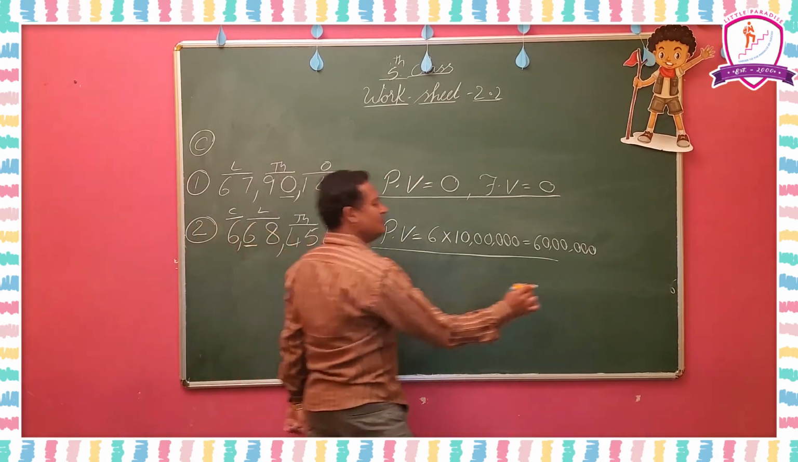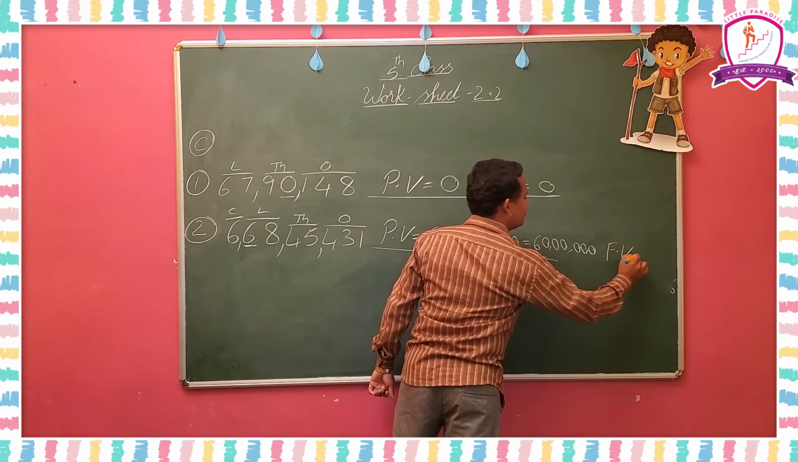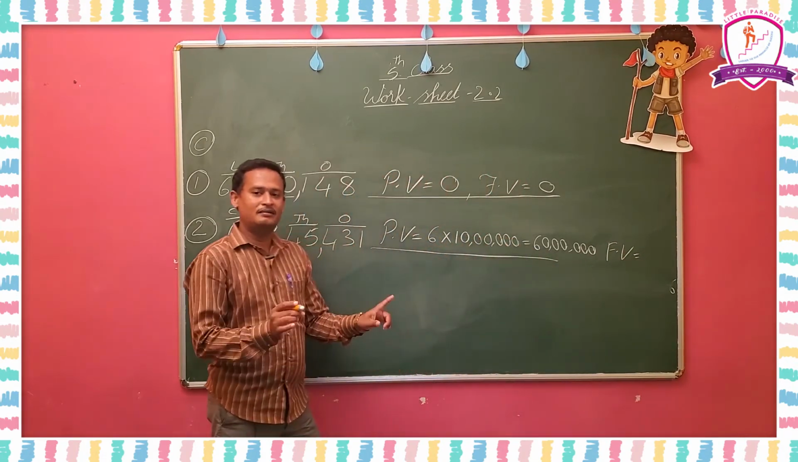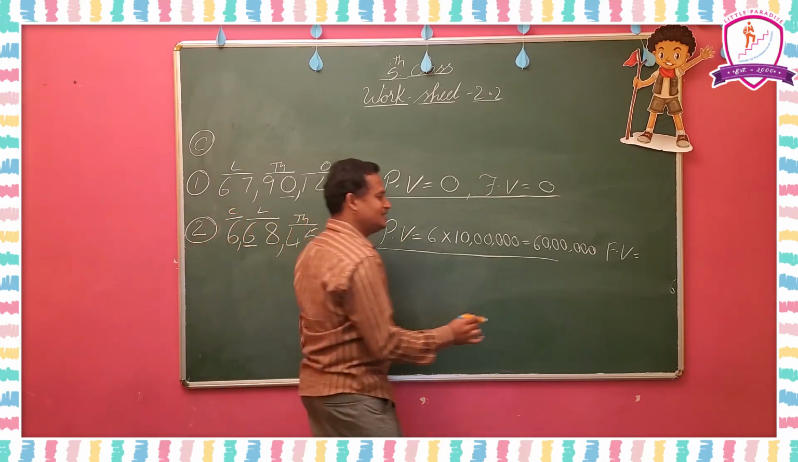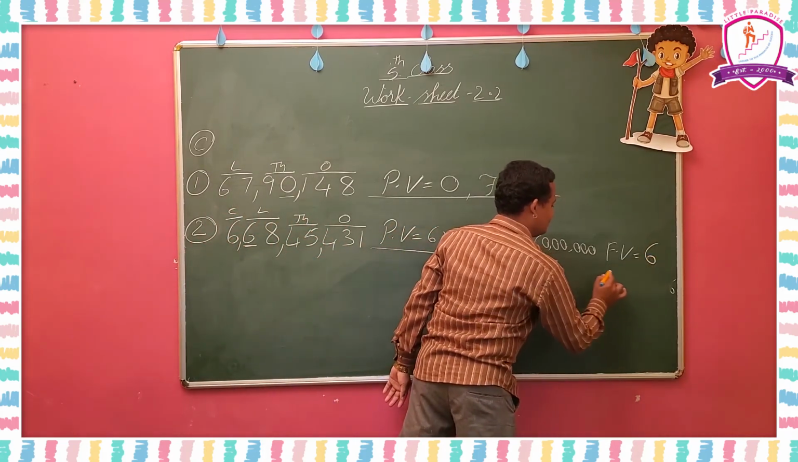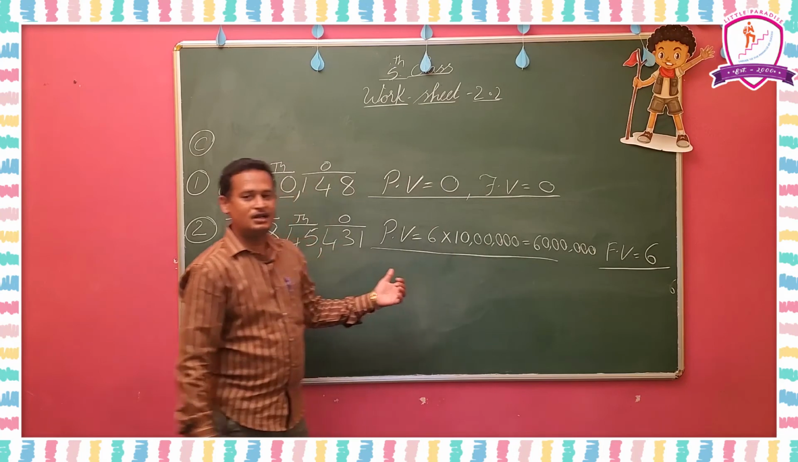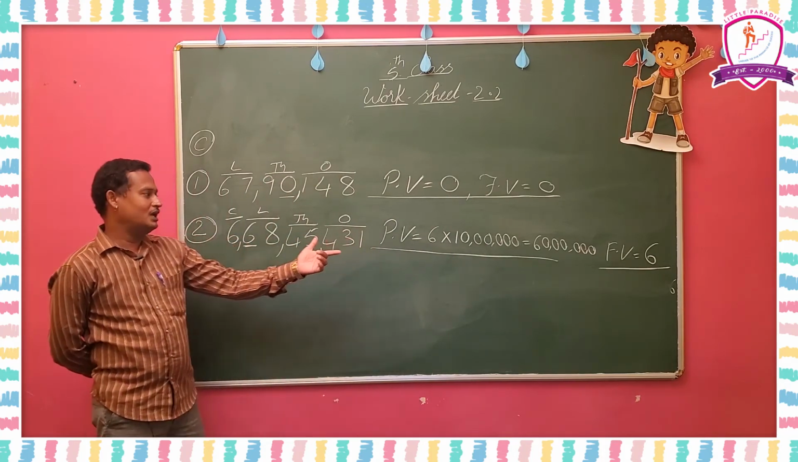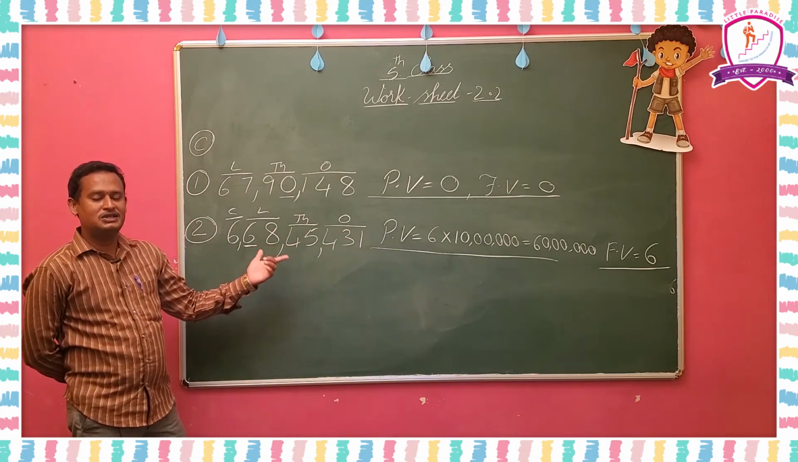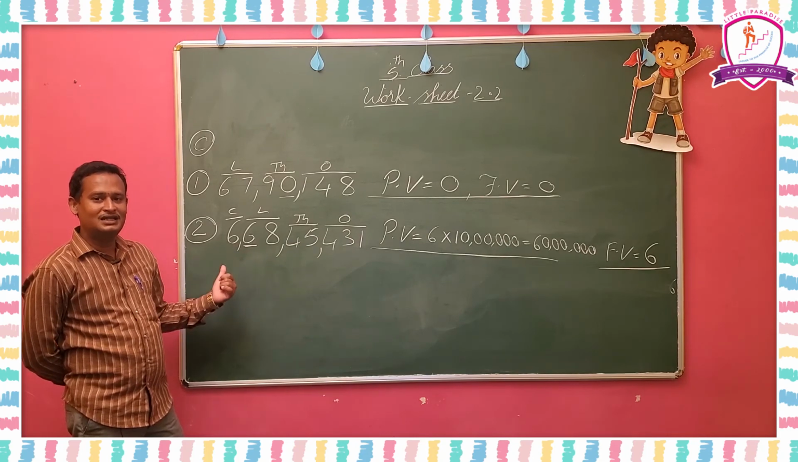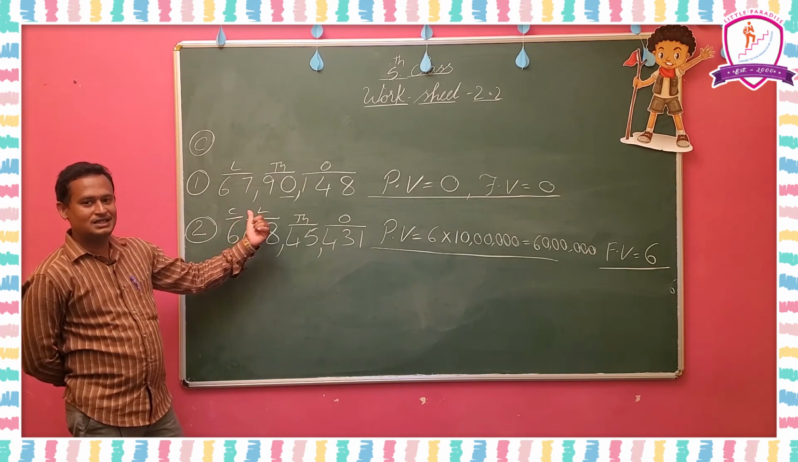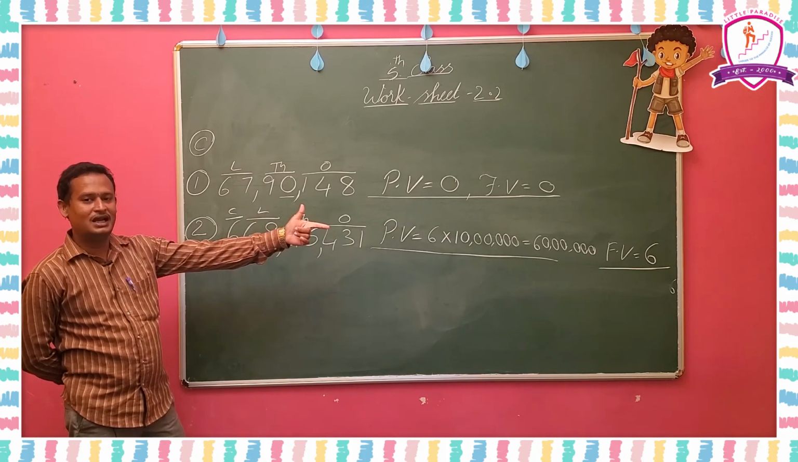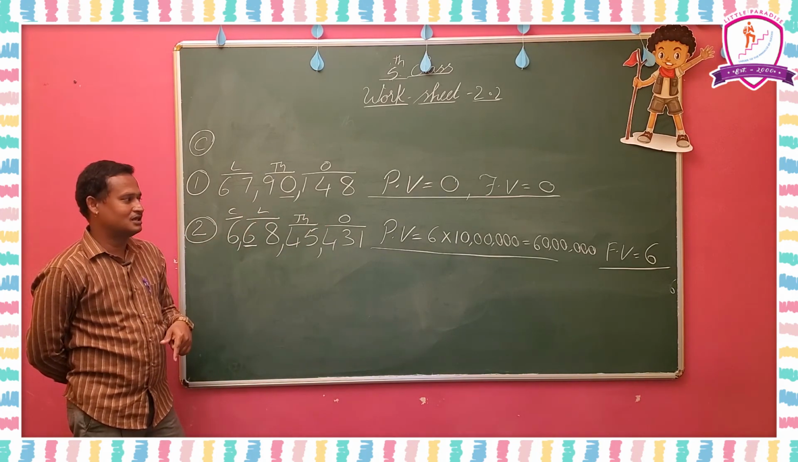The face value of any number is the number itself only. We can write that number again, then it will be the face value for the 6. Face value of 6 only. So the face value of any number is the number itself only. But when you are going to find the place value, you have to multiply that digit with its place. So 6 into the place of the 6, which is 10 lakhs. We have to multiply with 10 lakhs, then we will get 60 lakhs as the answer.